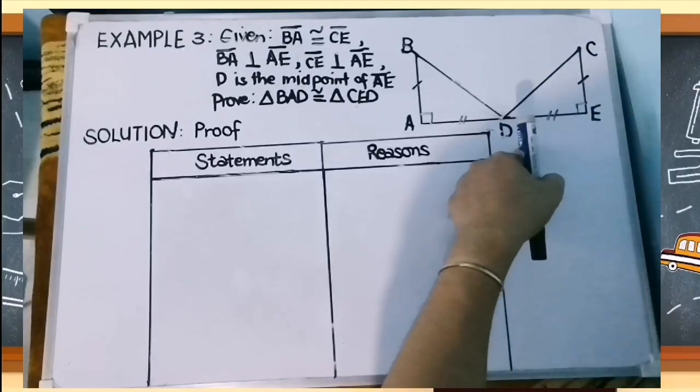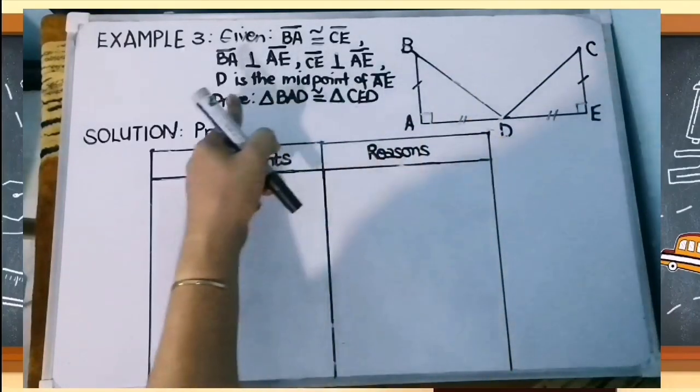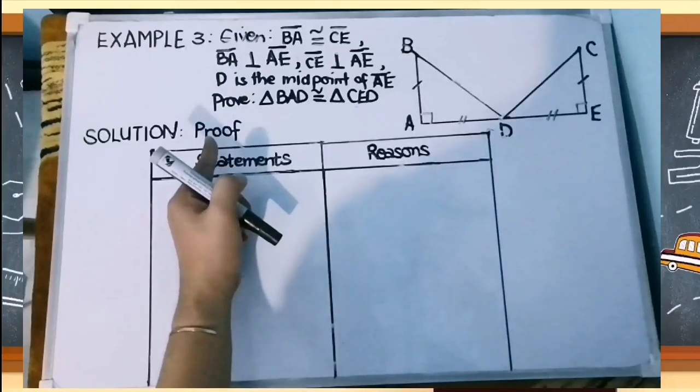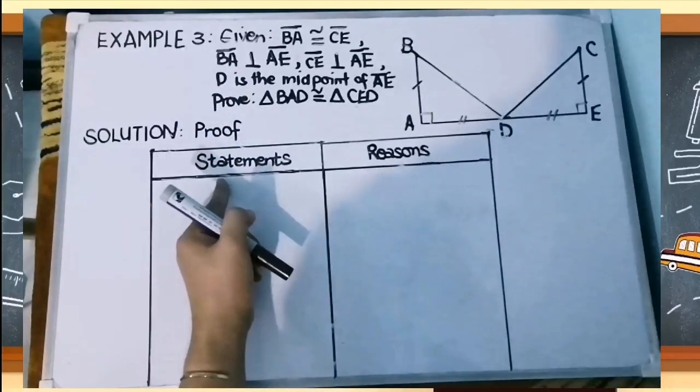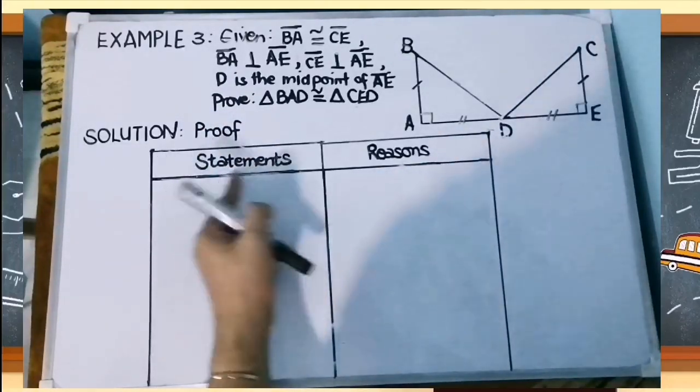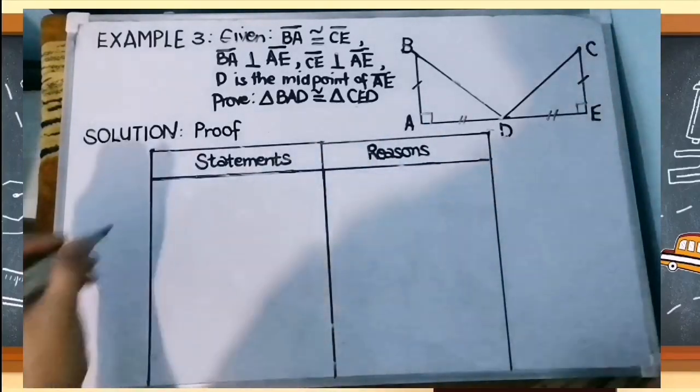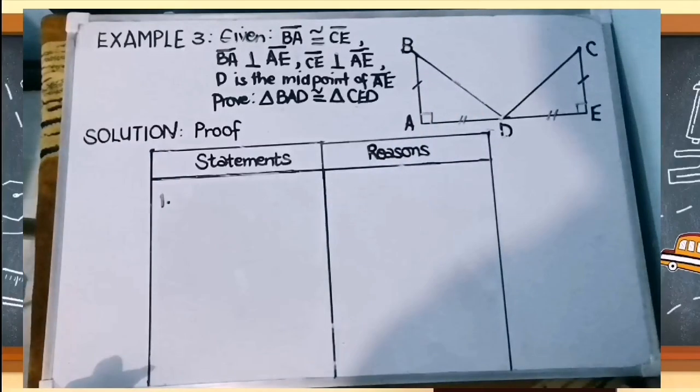Of course, to formally say that the two given triangles are congruent, we need to show our solution by writing a two-column proof. For the first column, we have the statements, and for the second column, we have the reasons. So let's start with the first statement.